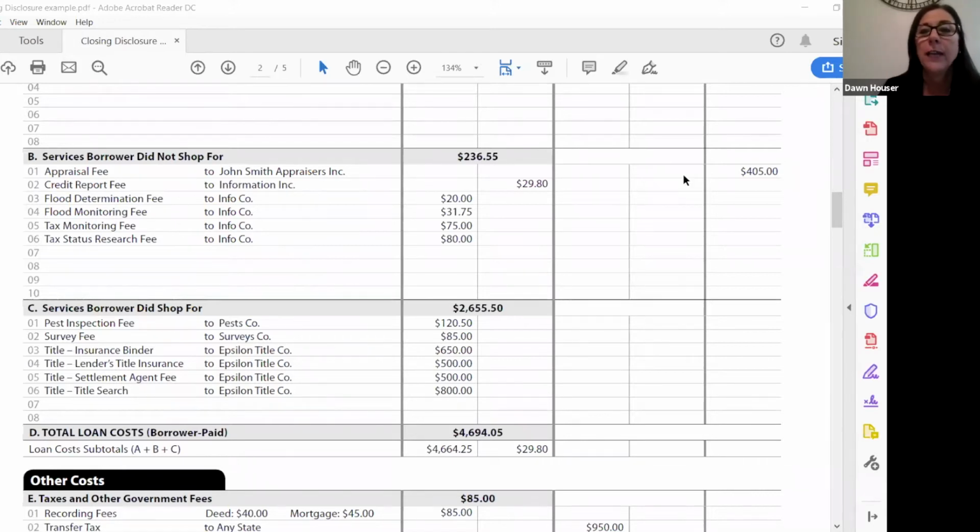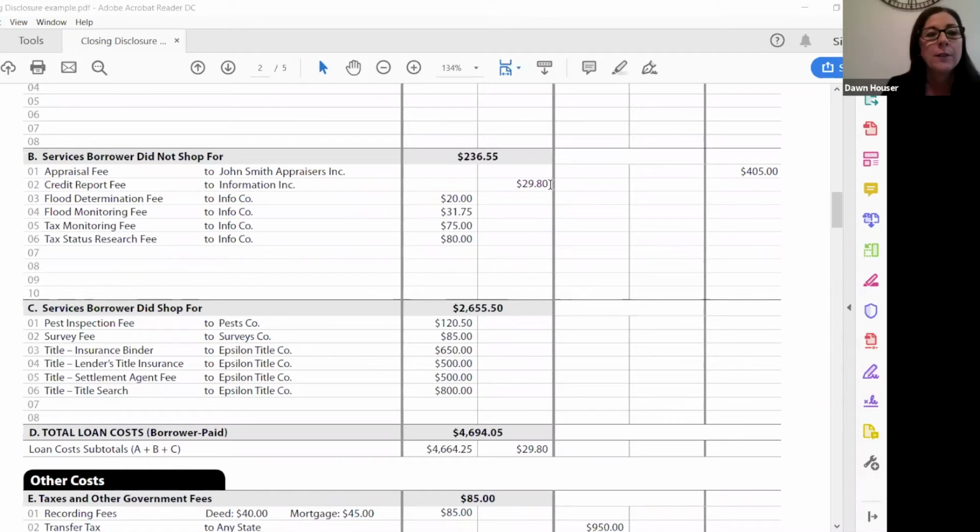So in all cases, we pay for the appraisal up front, and then we would mark it on this closing document that they paid outside of the closing, and then that would be the credit. The credit report fee is $29, and I'm assuming that was paid somewhere else because it's moved over on that box. You just can't see the very top.